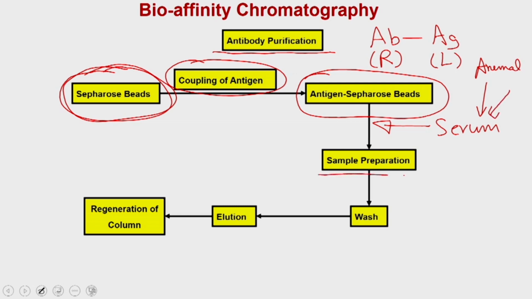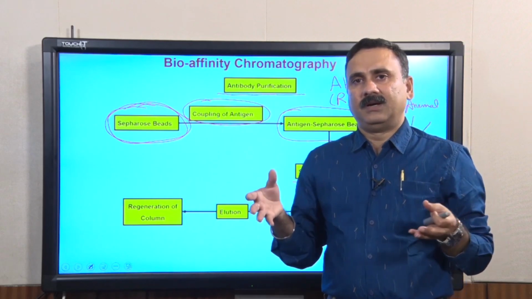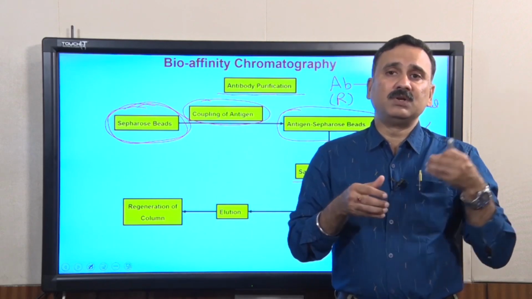Once you prepare the samples, you are going to apply the sample onto the column, because there will be an interaction between the antigen and the antibodies. The antibodies will bind to the antigen, and then you have a washing step. That washing step removes the non-specific material, which means you wash with a high salt concentration so that you remove the non-specific proteins present in the serum or the hybridoma culture supernatant, and that is how you get rid of most of the proteins. Now what you have left is the antibodies bound to the antigen which is coupled to the beads.